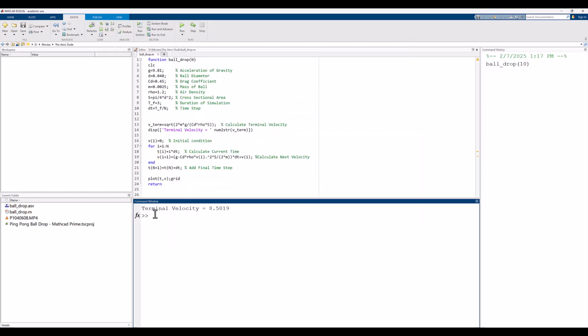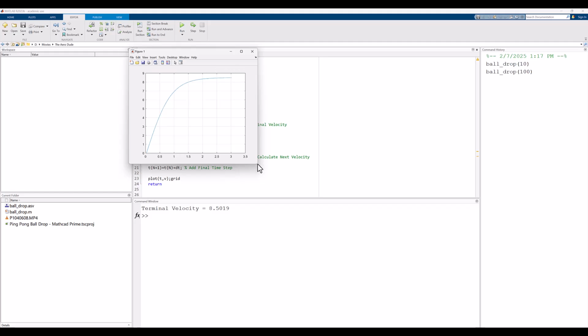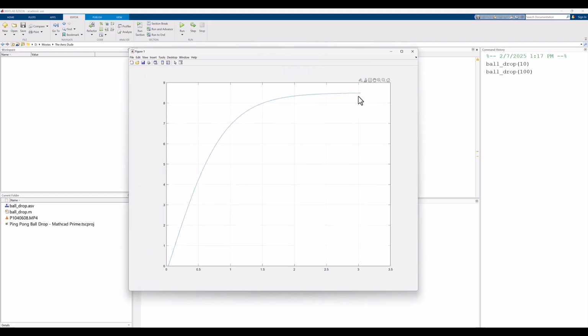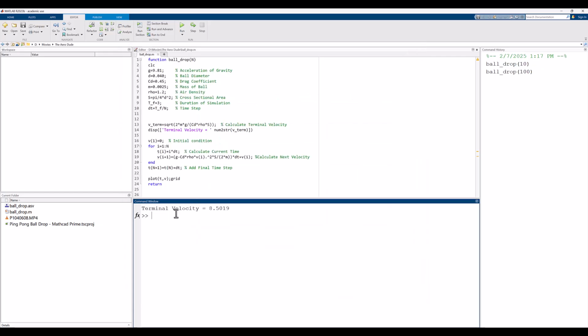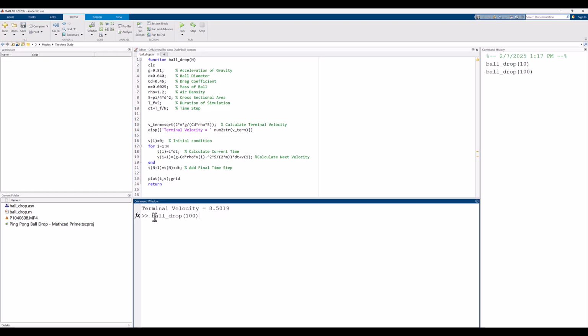Let's try something else. What if I try to make this smoother? Ooh, it looks smoother, doesn't it? And the data tip, look at that. Now it's 8.488, so it's actually a little farther from my terminal velocity. What does that mean? Well, notice the slope here isn't exactly zero. As I get a more accurate simulation, what I'm finding out is that it takes more than 3 seconds to reach terminal velocity. So maybe let's move that up to 5.